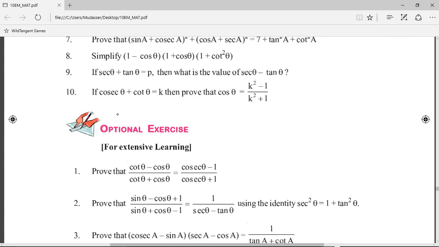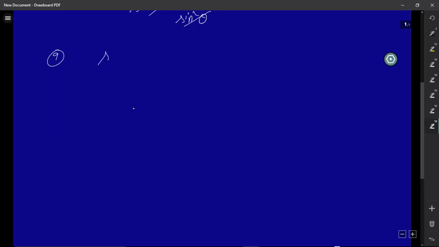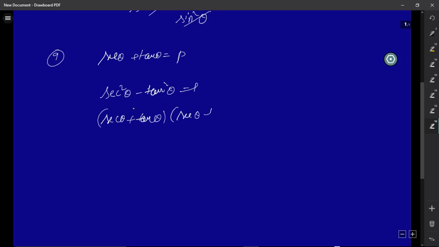If secant theta plus tan theta is equal to p, then what is the value of secant theta minus tan theta? Okay, so here it says secant theta plus tan theta is equal to p. It is asking us to find out what is the value of secant theta minus tan theta. We know that we have a trigonometric identity, secant square theta minus tan square theta is equal to 1. Now this is in the form of a formula, right? A square minus b square. What is a square minus b square? It is a plus b into a minus b.